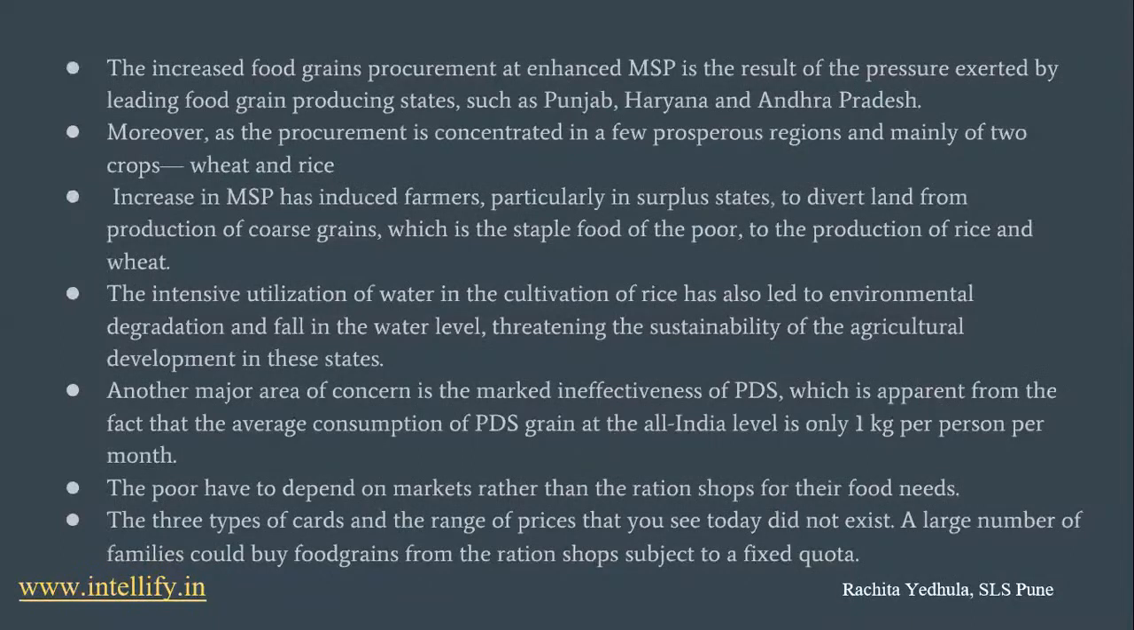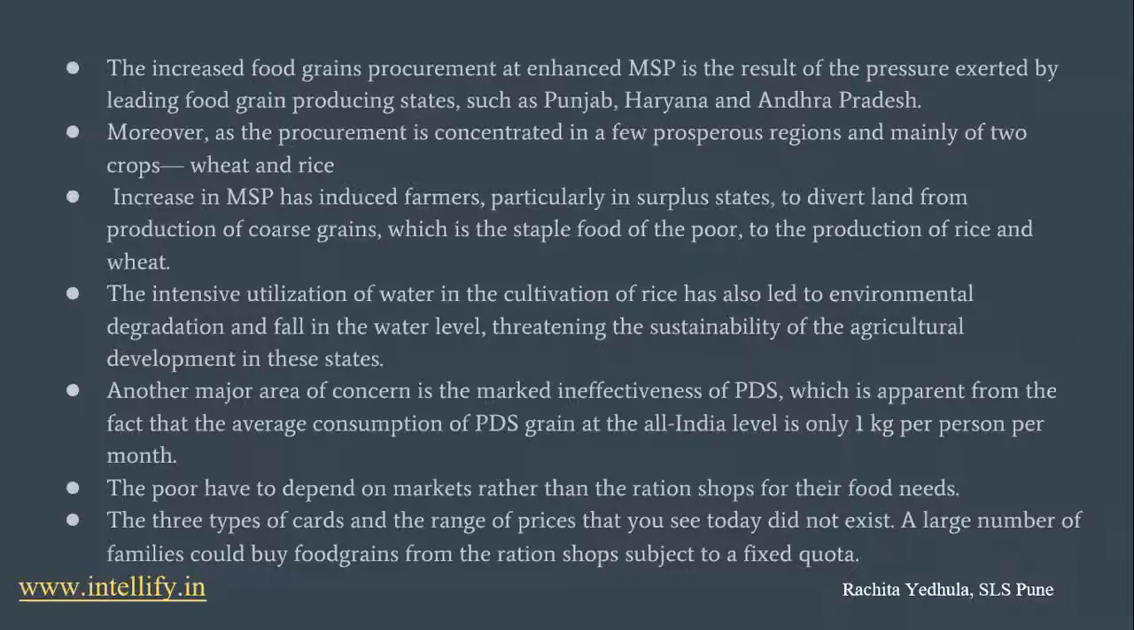A large number of families could not buy food grains from the ration shop, subjected to a fixed quota. Meaning, if a family of 3 people and a family of 8 people had only the same amount of quota that they could buy, which is very inefficient, seeing that the family of 3 people did not need that much food and the family of 5 people or 8 people needed more food.